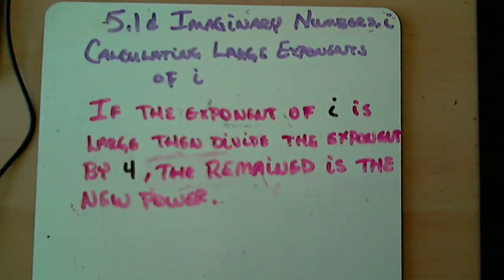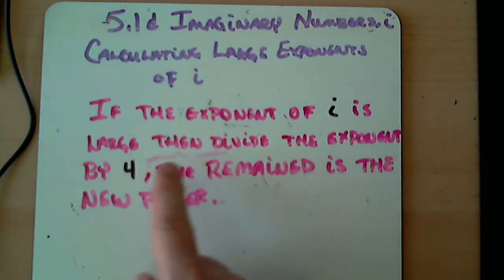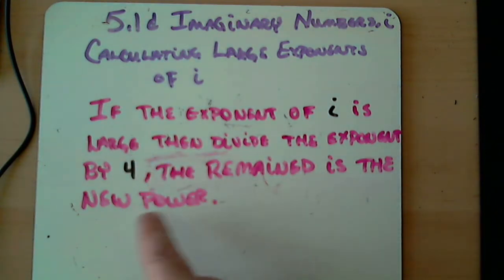Okay, this is 5.1D, imaginary numbers, numbers with i in them. We're calculating large exponents of i. I don't have an example down here yet because I'm going to write it. If the exponent of i is large, then divide the exponent by 4. The remainder is the new power.